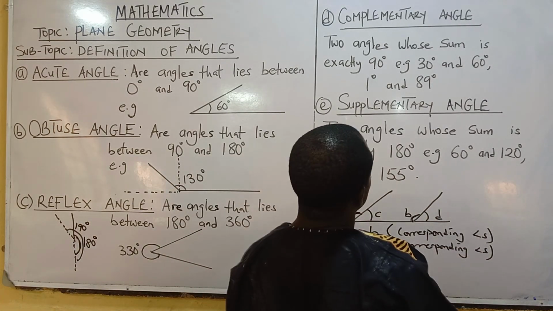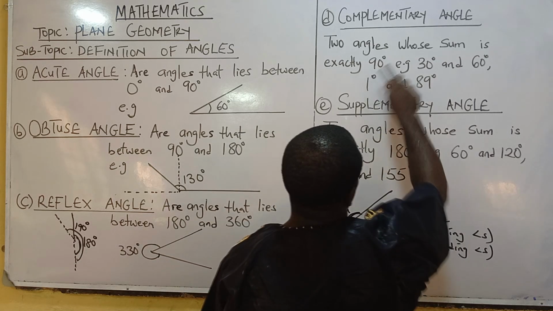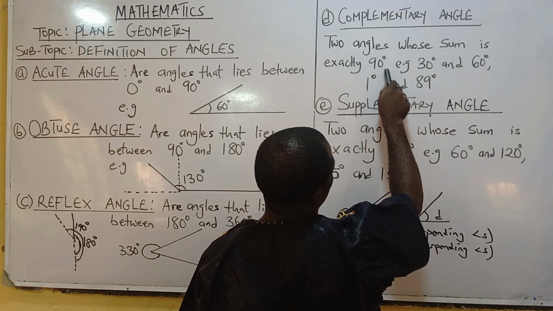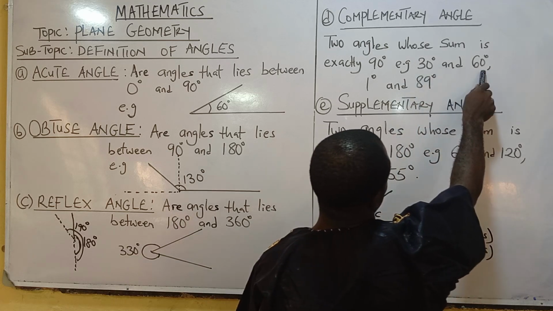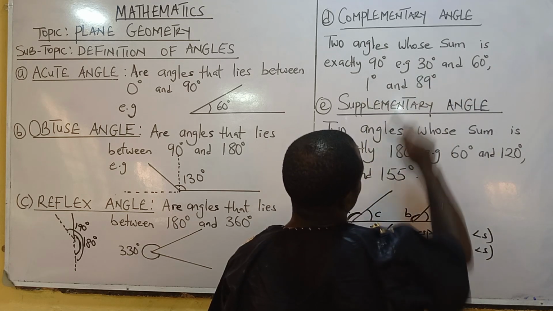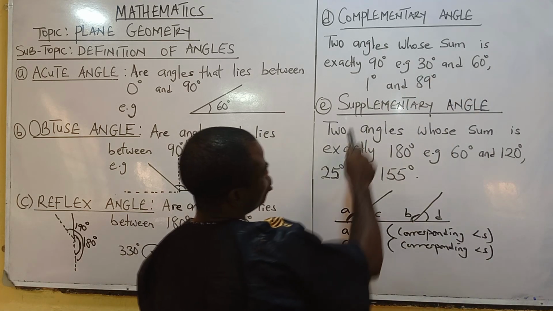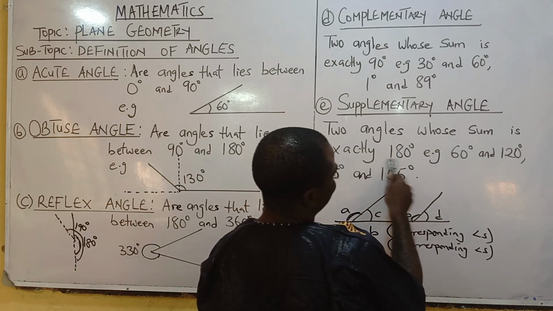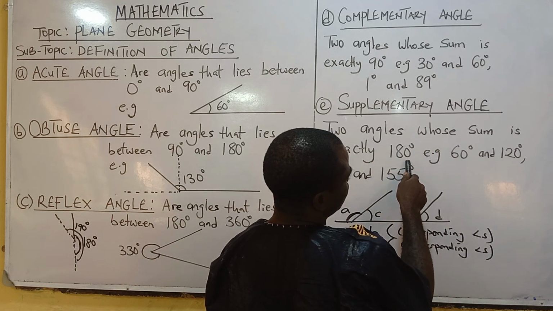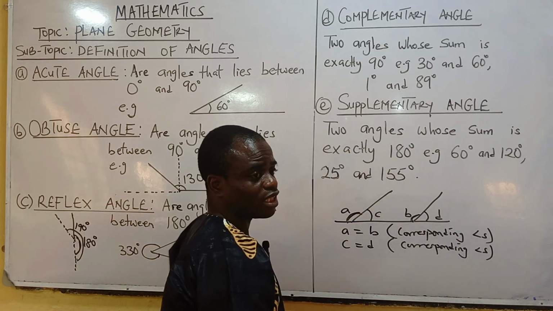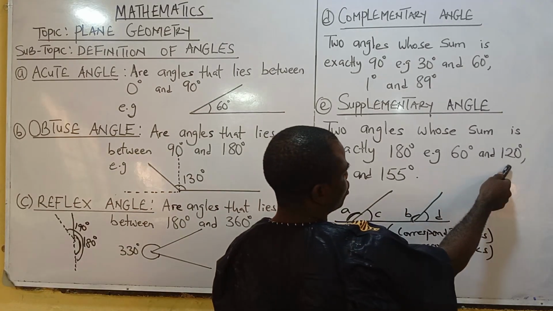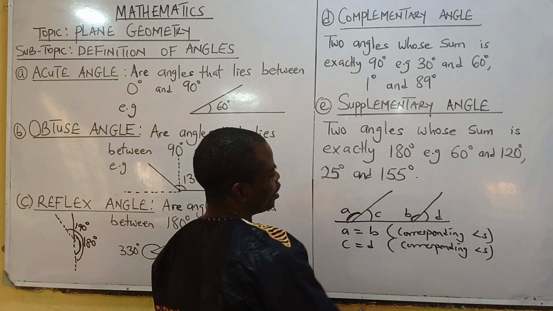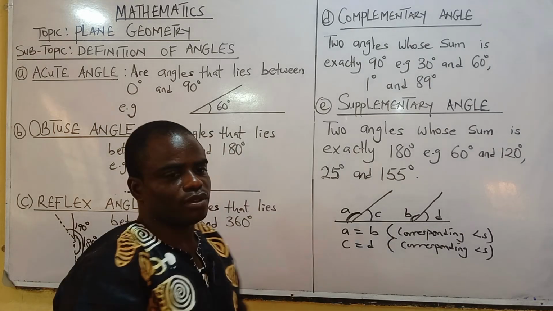A complementary angle: two angles whose sum is exactly 90 degree, e.g. 30 degree and 60 degree, 1 degree and 89 degree. Supplementary angle: two angles whose sum is exactly 180 degree, is referred to as supplementary angle, e.g. 60 degree and 120 degree, 25 degree and 155 degree.